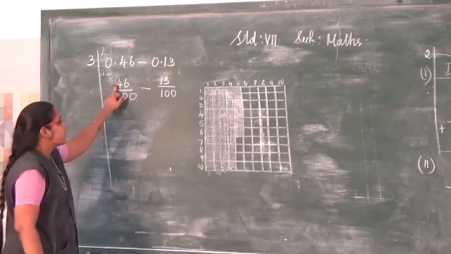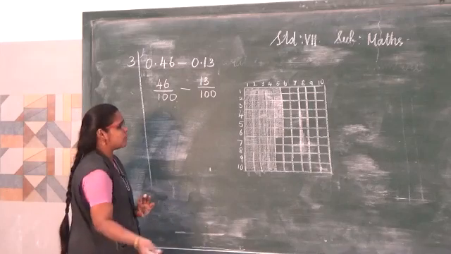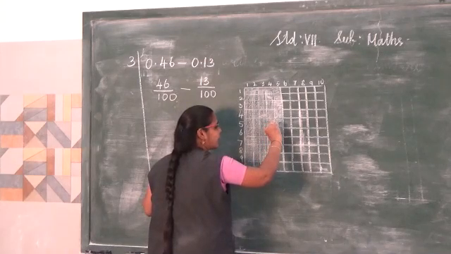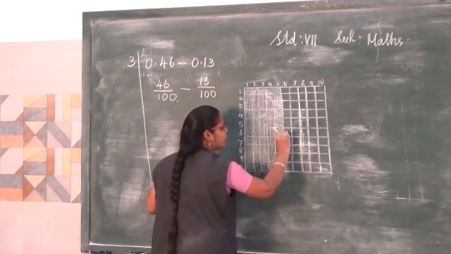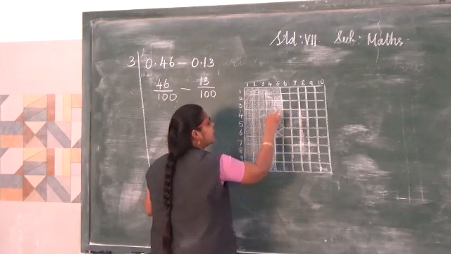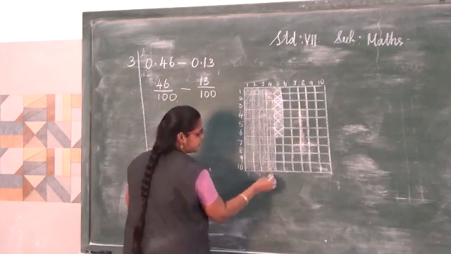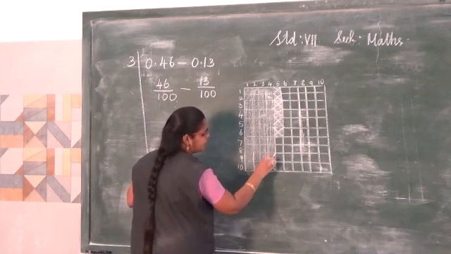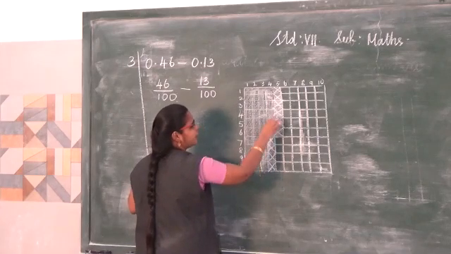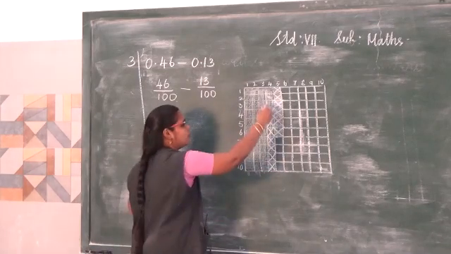So 46 minus 13. What we have to do means 13 we have to subtract. So 13 from here I am going to subtract. 13 I am going to take out. So I am going to put 1, 2, 3, 4, 5, 6, 7, 8, 9, 10, 11, 12, 13. So I am going to remove 13.